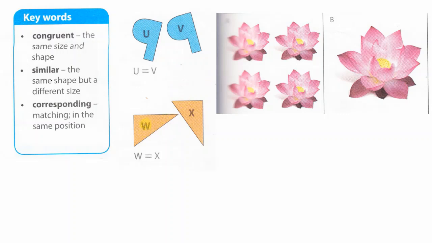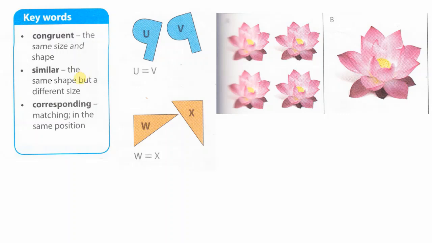If we look at triangle W and triangle X, we can see if we turn triangle X, if we rotate it to the left, we can make it fit on triangle W. So therefore it's also same shape and same size, and therefore W is congruent to X.